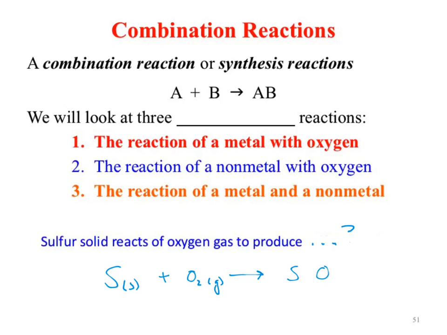Is sulfur a metal? Is oxygen a metal? No. Do you have an ionic bond? No. Do you know the charge on sulfur? No. The charge on sulfur only applies to ionic compounds. That's not ionic. Can we predict the product? No, we don't know what the charge is on sulfur, so we literally cannot predict the product.